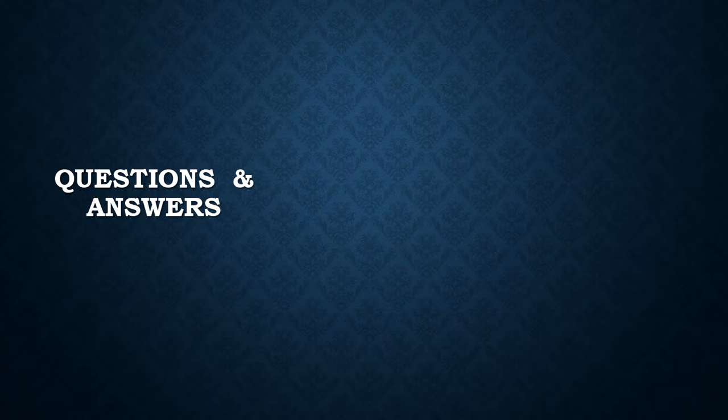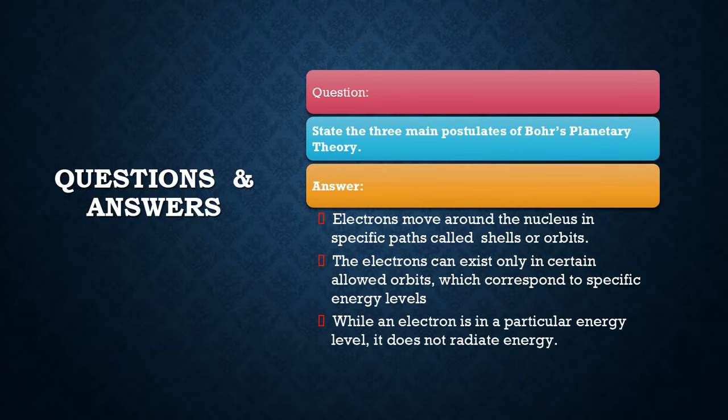In the course of our lesson, we came to know that according to Bohr's theory, the main postulates were: electrons move around the nucleus in specific paths called shells or orbits. The electrons can exist only in certain allowed orbits, which correspond to specific energy levels. And lastly, while an electron is in a particular energy level, it does not radiate energy.